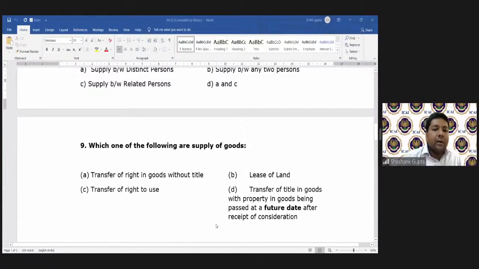Now, which one of the following is supply of goods? A, transfer of right in goods without title. B, lease of land. C, transfer of right to use. Or D, transfer of title in goods with property in goods being passed at a future date after receipt of consideration. A, B, C, or D?